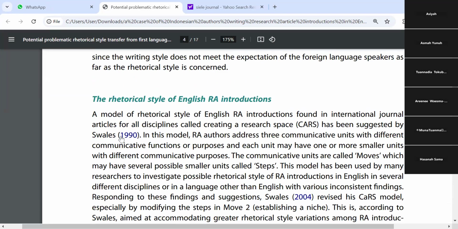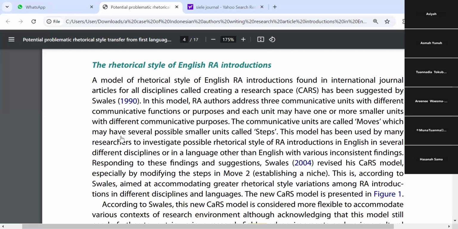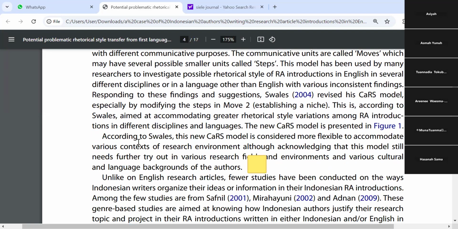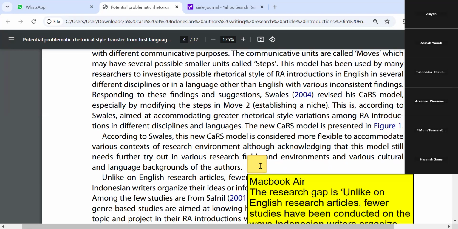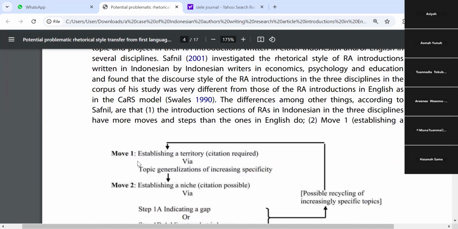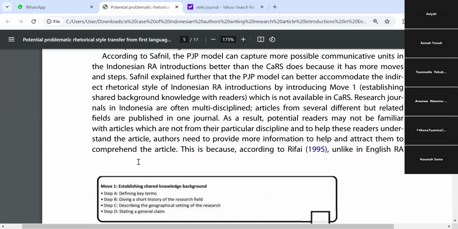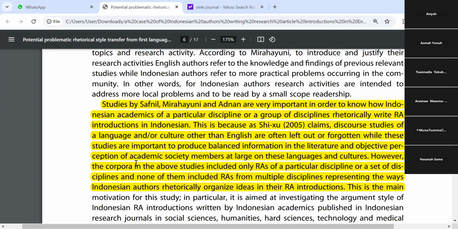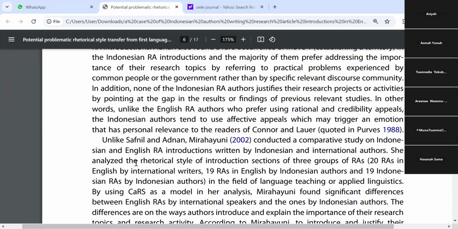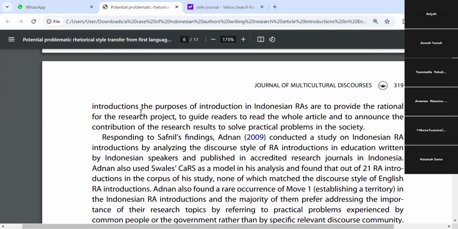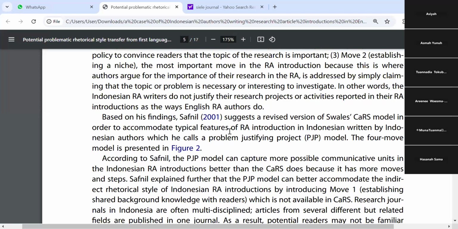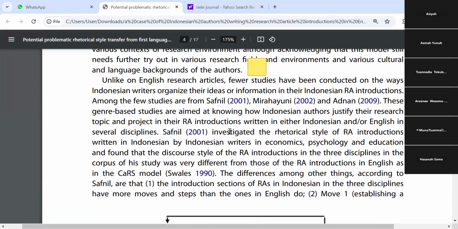So what do you think about the literature review? How does the author organize the literature review? What is it about? Yeah, from here.